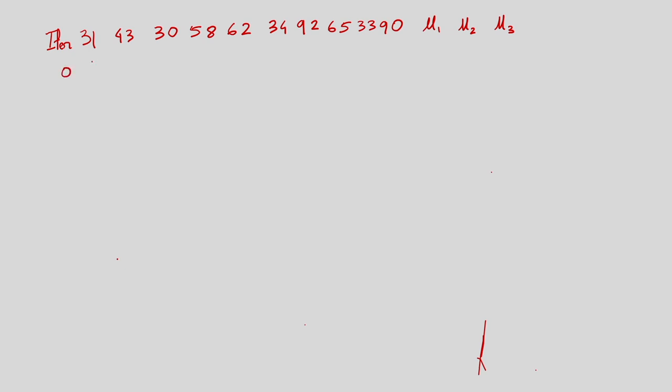As the values are given like 0, 1, 1, 2, 2, 2, 3, 3, 3, 1. So mu 1 is 48.5, mu 2 is 51.33, then mu 3 is 63.33. Then for iteration 1, we have to find the nearest mean. So for 31, the nearest mean is mu 1, so it will be 1. Then 43, it will be 1. Then it goes like this.